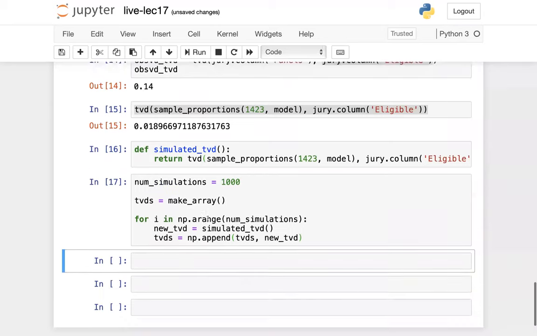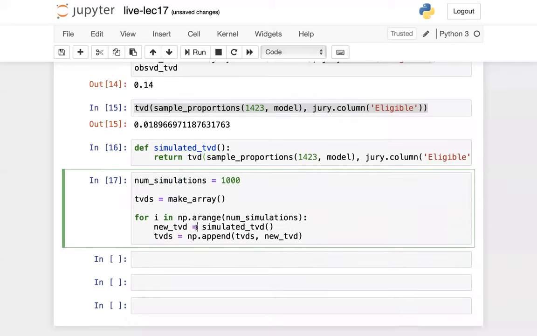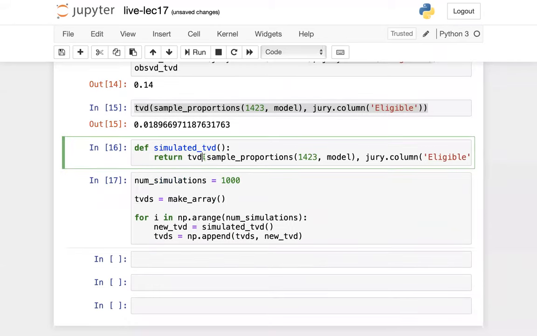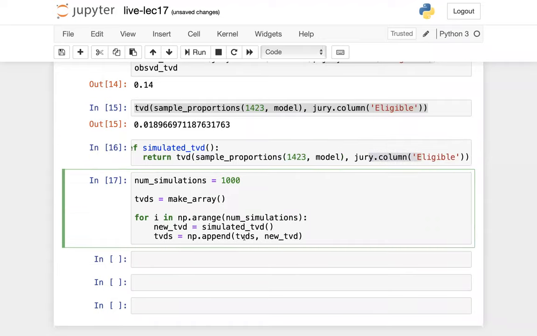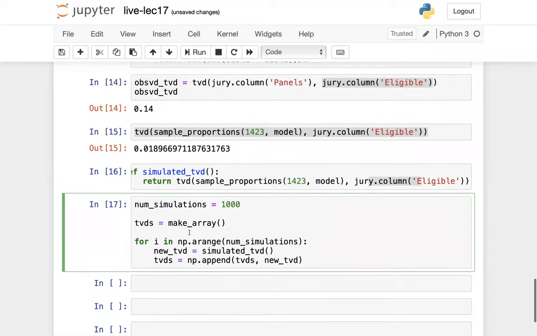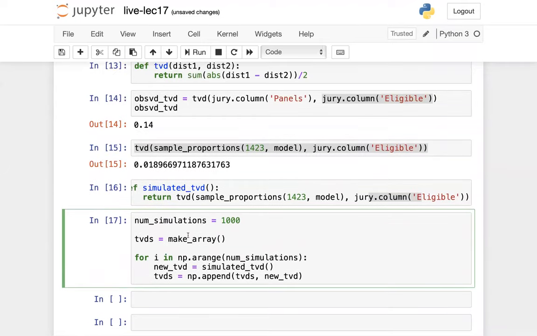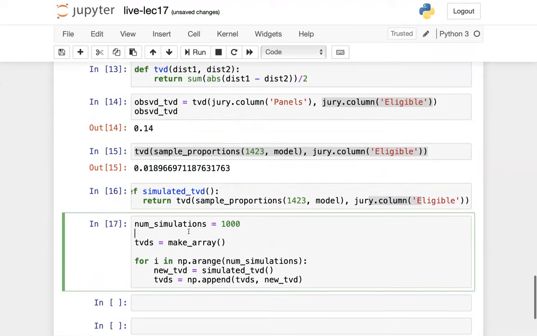And so if you run this, what this is going to do is 1,000 times, it's going to simulate a new jury panel of 1,423 people, then calculate the total variation distance of that simulated jury panel with the eligible population, and then store that total variation distance in this array. So that's essentially what we're doing here. So any questions before I continue here?